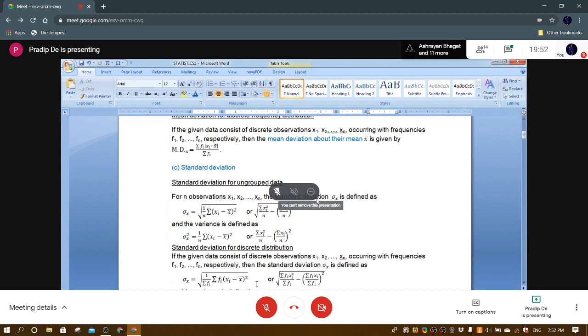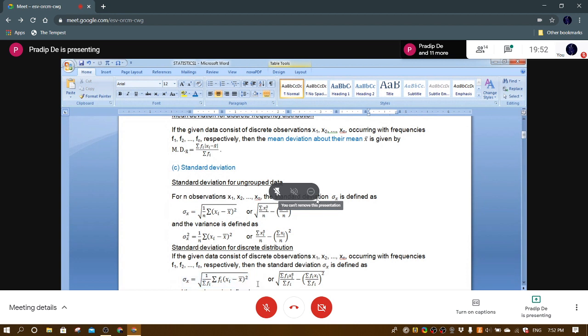You find out the mean and find out the deviations xi minus x bar, square it, xi minus x bar whole square, multiply each square deviation by the corresponding frequency, so you get fi into xi minus x bar whole square. Find the sum, divide this sum by total frequency sigma fi, and at the end take a square root.